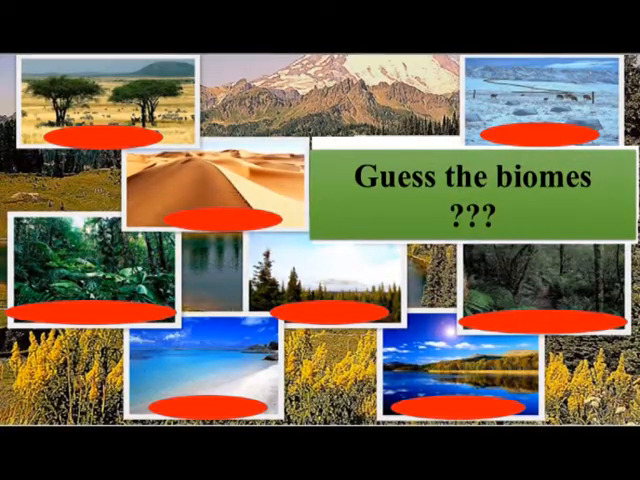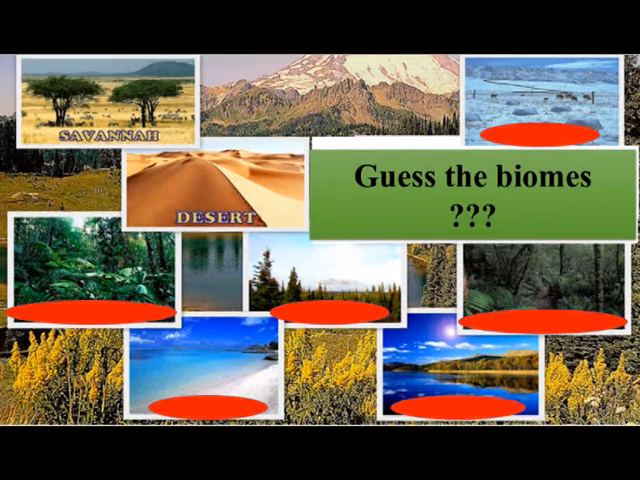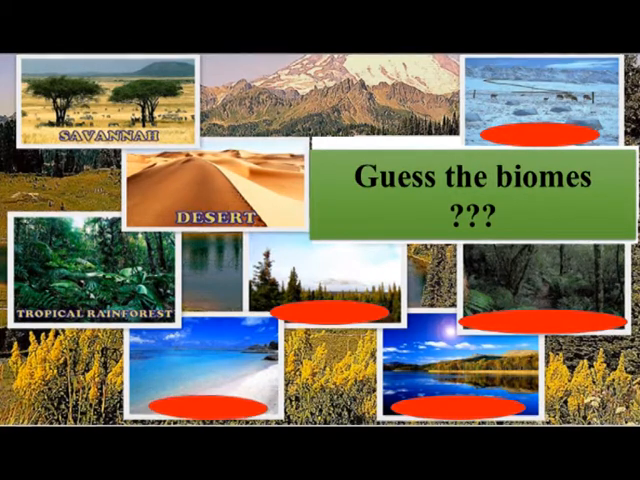Guess the biome. At the first picture we have savanna. The next pictures show us desert. And here we have tropical rainforest. In this picture, there is such biome as marine.